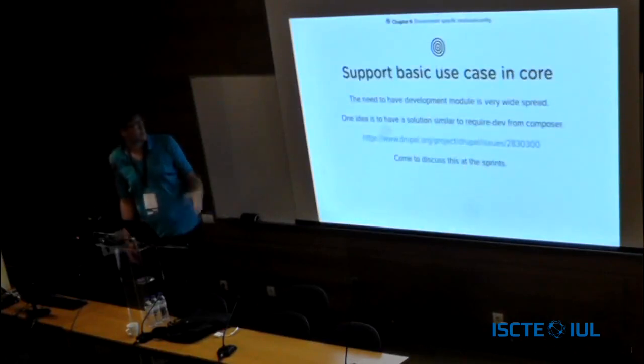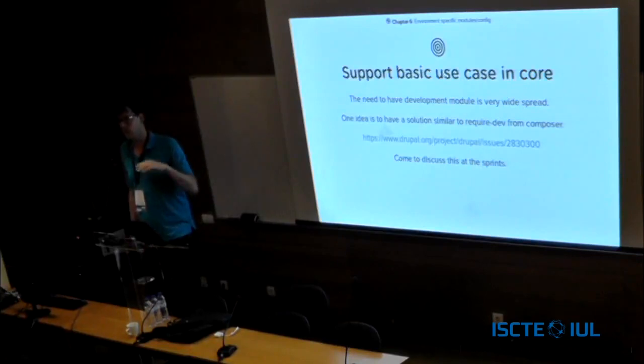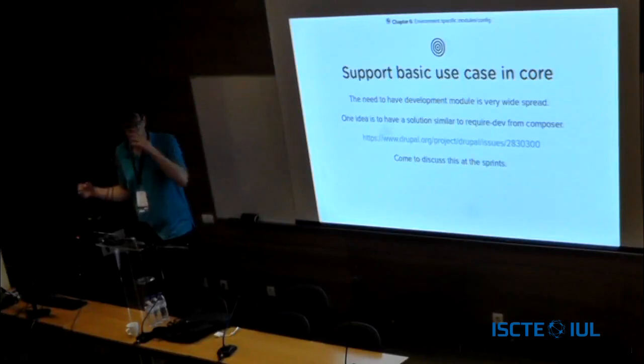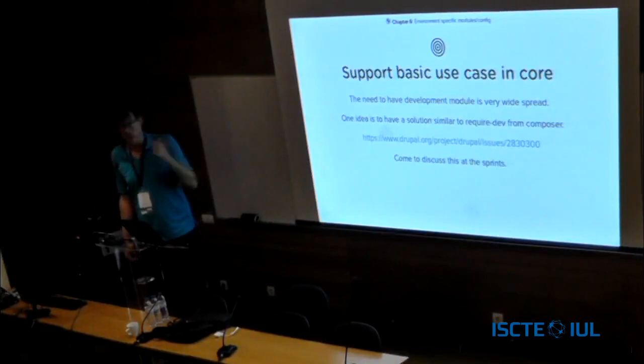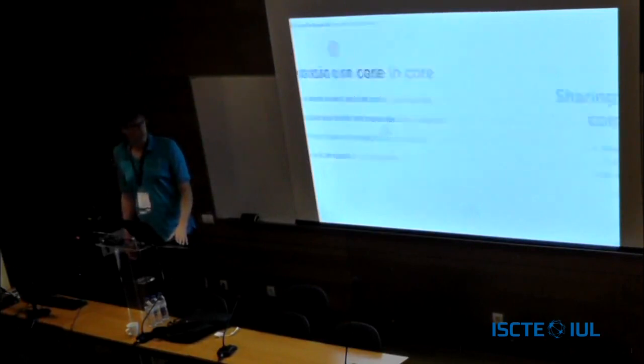I'm trying to skip a little bit faster over this, but you can come to me later as well and ask questions on this. So with CMI 2.0, we're trying to gather the basic use cases, like config split or config ignore, or the whole ecosystem of modules that work with this. We're trying to find out which ones are the most common use cases, which ones core should support. I invite you all to come to the sprints later and discuss this with us.